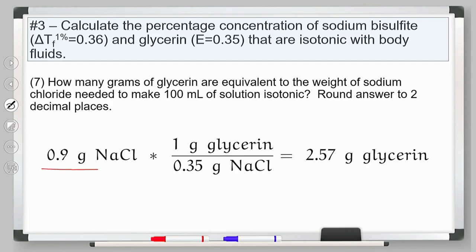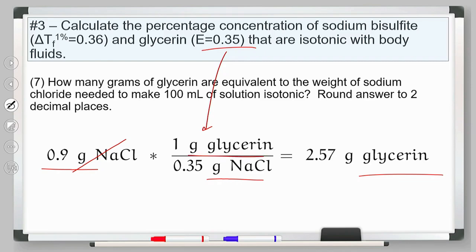That's how many grams of sodium chloride it takes to make 100 mL isotonic. So why don't we just convert that weight of sodium chloride to an equivalent weight of glycerin? I can do that because I have this E value. But remember, the 0.35 goes in the denominator because I have grams of sodium chloride in the denominator. So when I multiply 0.9 grams by 1 gram divided by 0.35, I cancel sodium chloride and I get glycerin. So 0.9 divided by 0.35 converts to 2.57, and that becomes grams of glycerin.